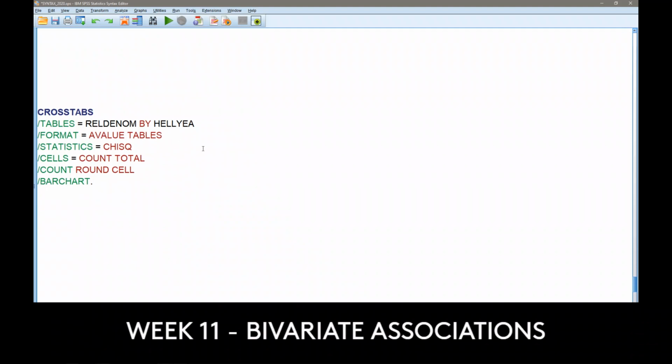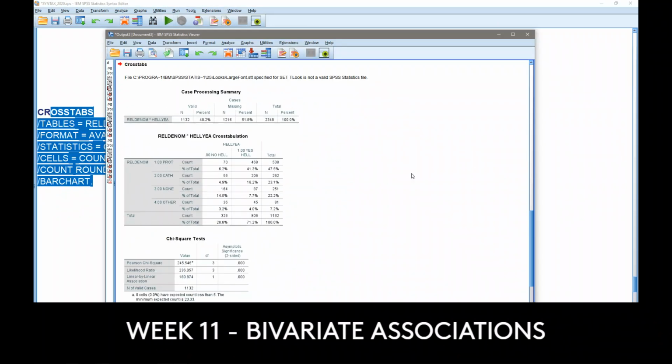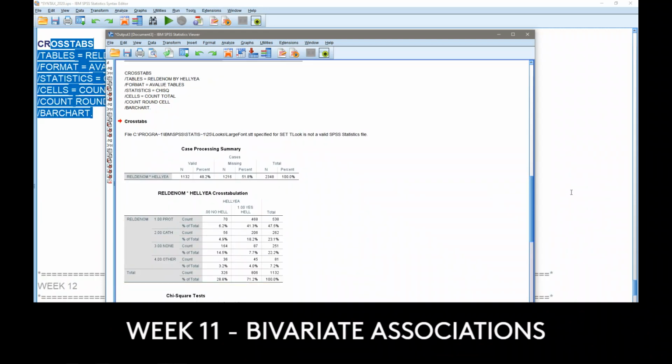Now, to generate a Chi-square test, you use the same code that you use for crosstabs. After the format line, you're going to add the statistics line and specify Chi-square. Go ahead and produce a simple count and total, count round cell, and then your last line you want to specify a bar chart. So let's go ahead and run this and see what happens.